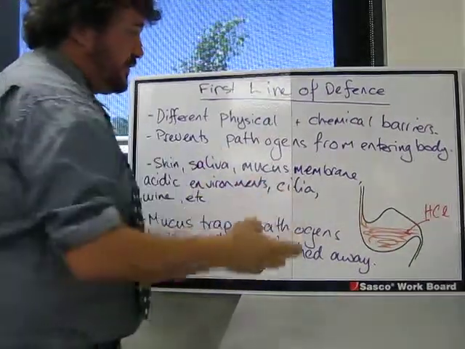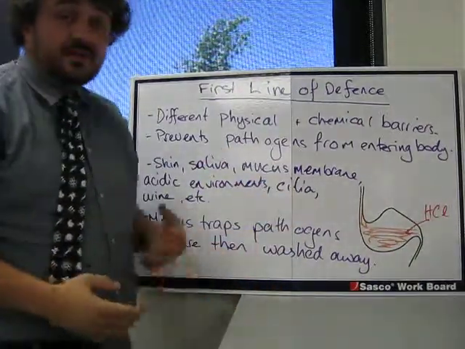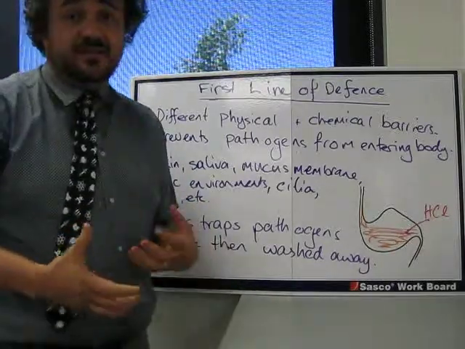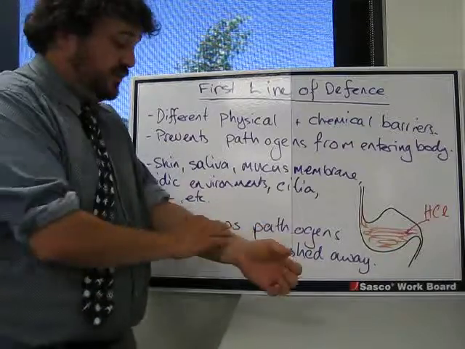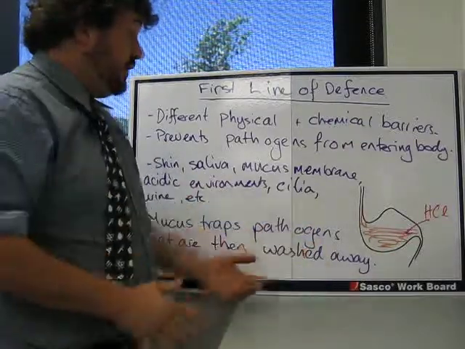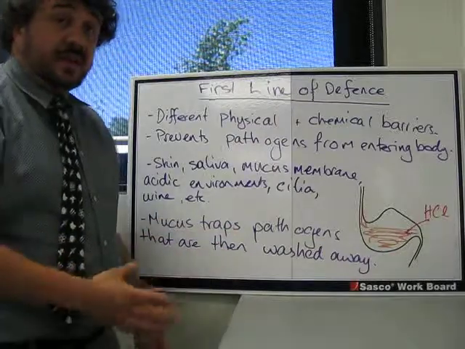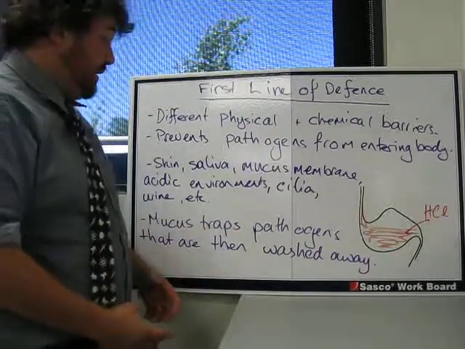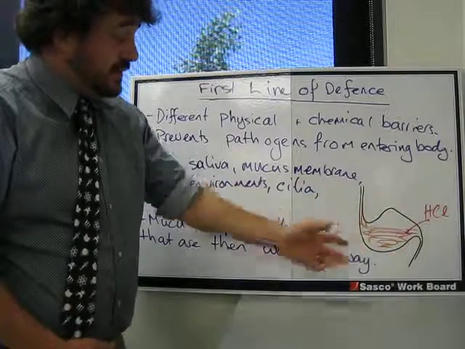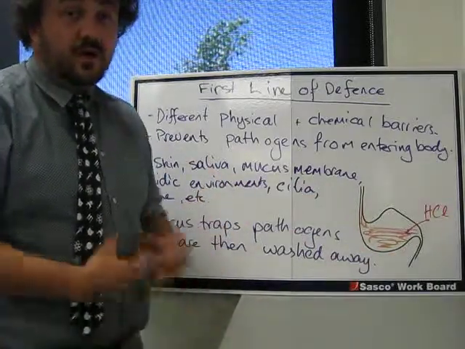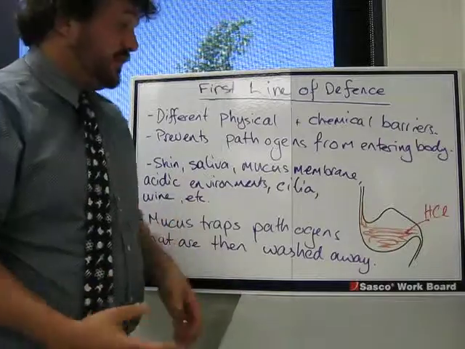So, first line of defense. Basically, there are different physical and chemical barriers that prevent pathogens from entering the body. You've got the skin, which stops stuff from entering the bloodstream. You've got mucous membranes, which trap pathogens and allow them to be destroyed that way. You have acid in the stomach, so bacteria that you eat usually won't get past there. Some will survive there, but most won't.